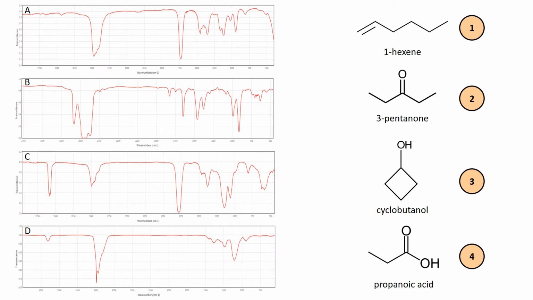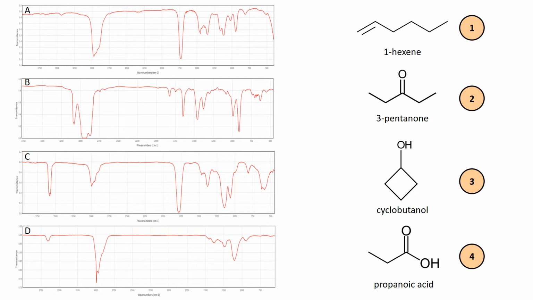So we've got 4 compounds here and 4 IR spectra, and we've got to match each of these compounds to either spectra A, B, C or D. So we can have a look at compound 1, and we can see that it's actually the only compound within this group to not contain an oxygen atom. That's important because IR works particularly well for compounds containing oxygen or carbon-oxygen bonds.